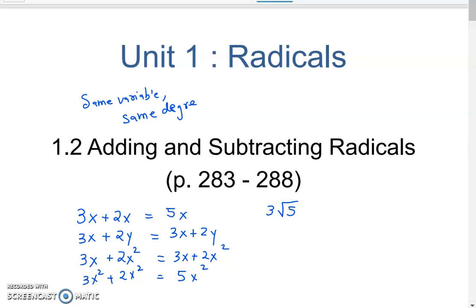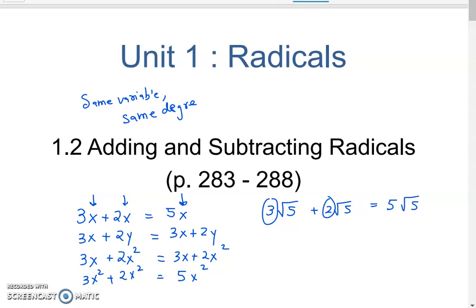let's say 3 root 5 plus 2 root 5, this kind of acts like its degree, the index. So the index here is 2, and the index here is 2, and these act like the actual variables. You don't actually combine them. Just like in here, x and x just stay as x. They are means of collecting it. You only combine their coefficients. Same thing will happen here.